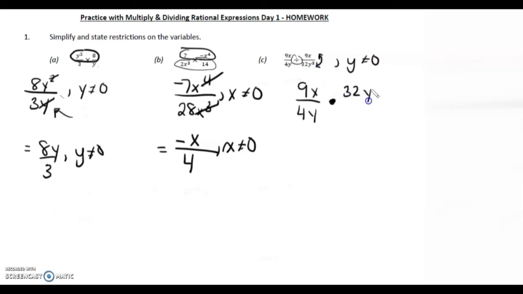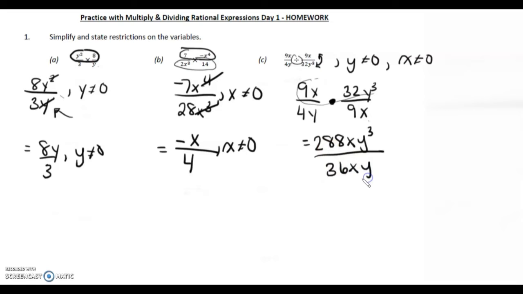So 32y cubed over 9x. Now that the x is introduced into the denominator, we have another restriction. x does not equal 0. Okay, and now we can actually multiply. So we're going to multiply the numerators. I get 288xy cubed. And the denominators, I get 36xy.